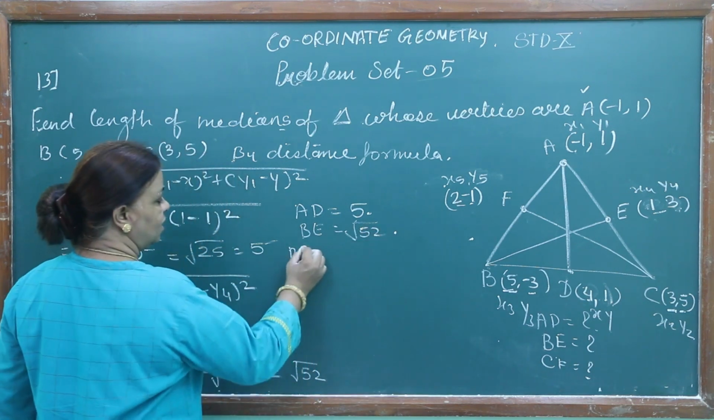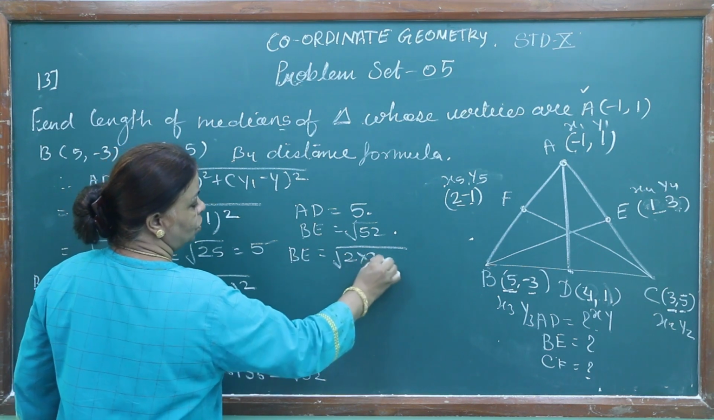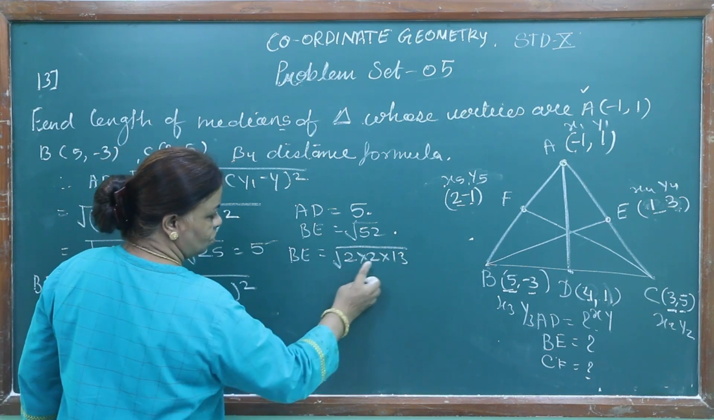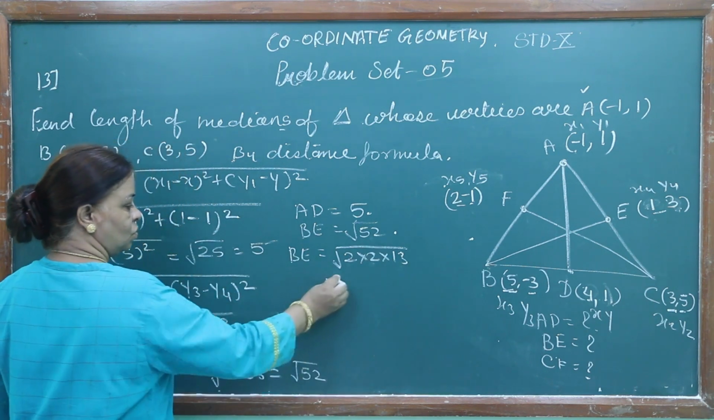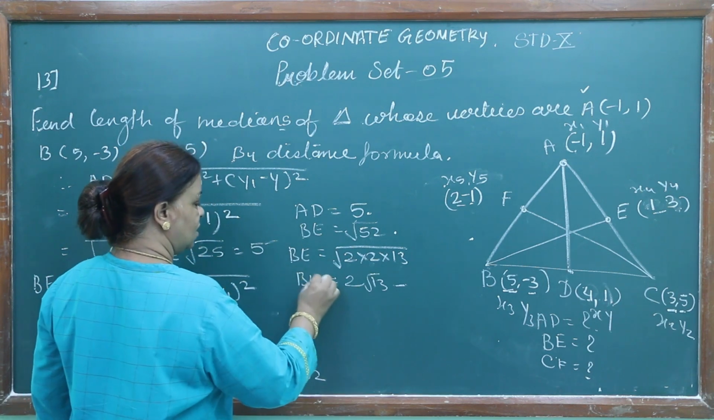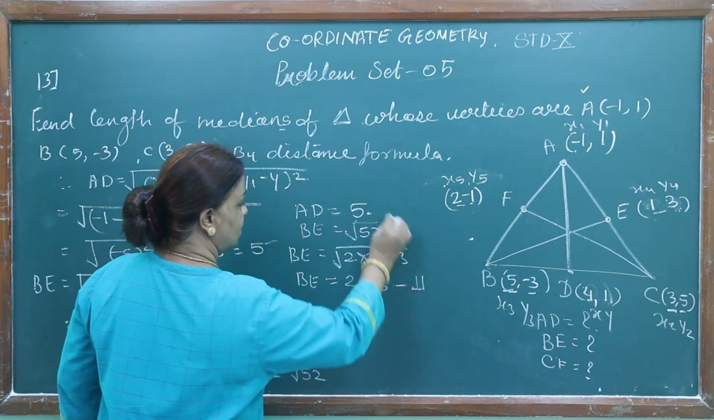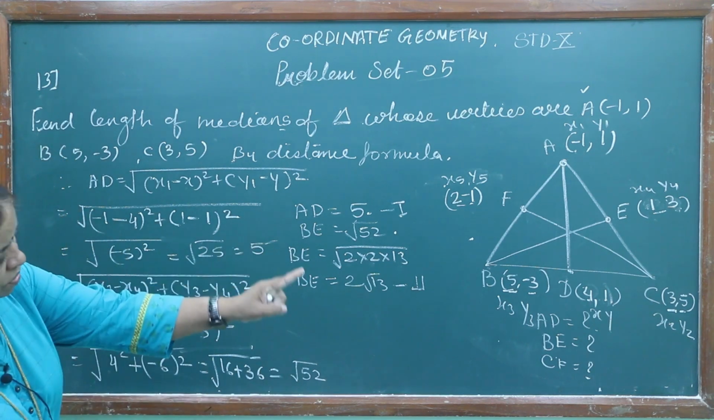So we can write BE is equal to 2 into 13. See, 2 2s are 4, 13 4s are 52. So that can be 2 root 13. That is BE. Second. This is first. Okay. Now we need to find out CF.